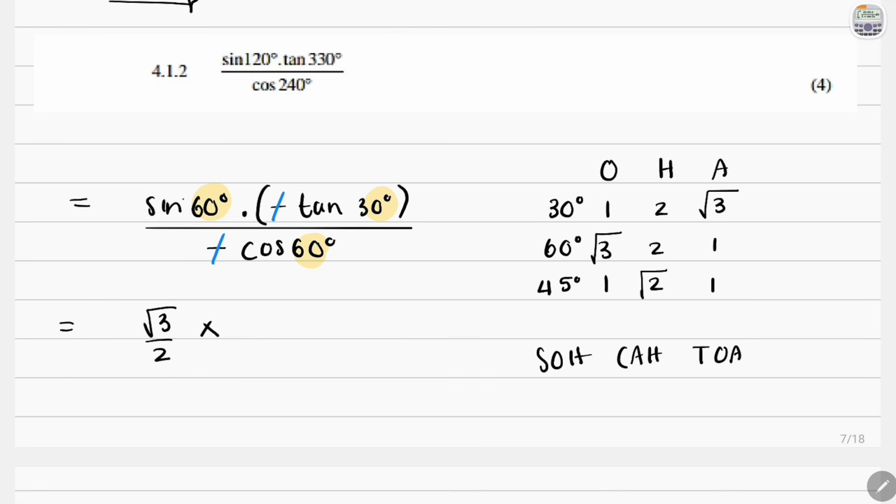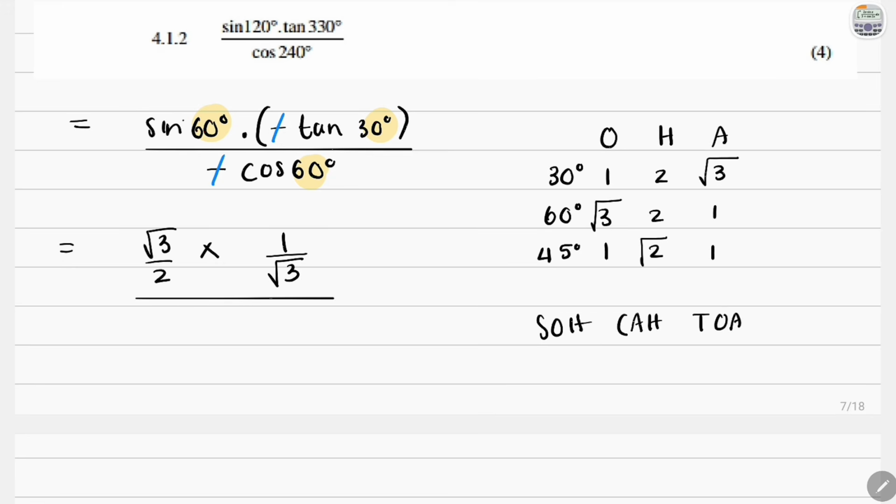And then tan 30 degrees. So go to 30 degrees and then look for tan, so opposite over adjacent. So that is going to be 1 over root 3. And then this goes all over cos 60 degrees. So go to 60 degrees and we are going to go for the adjacent over the hypotenuse. So adjacent over hypotenuse is 1 over 2.